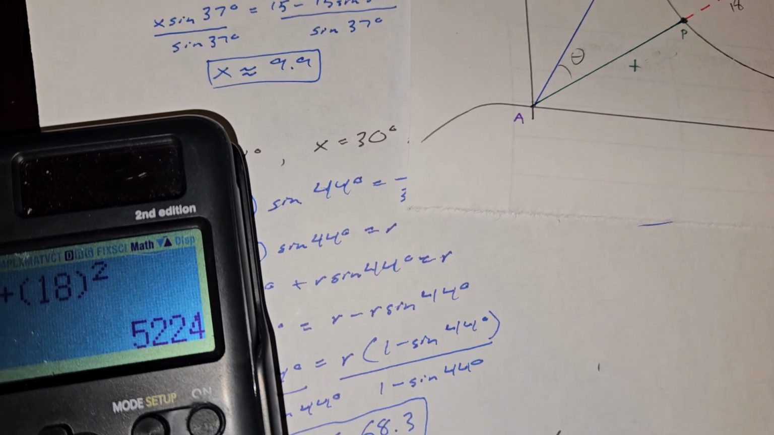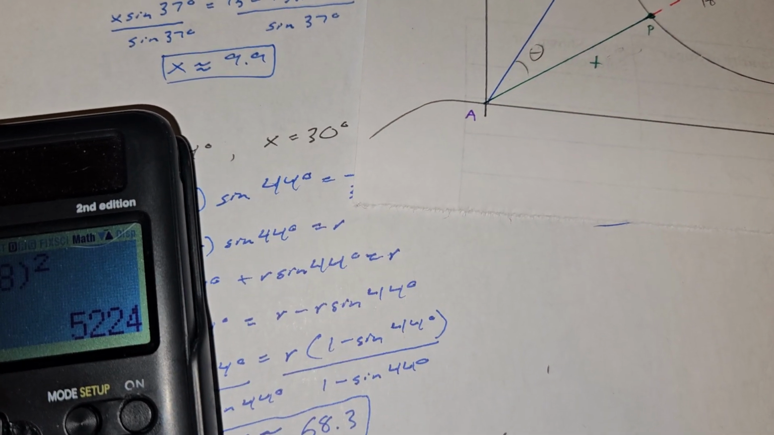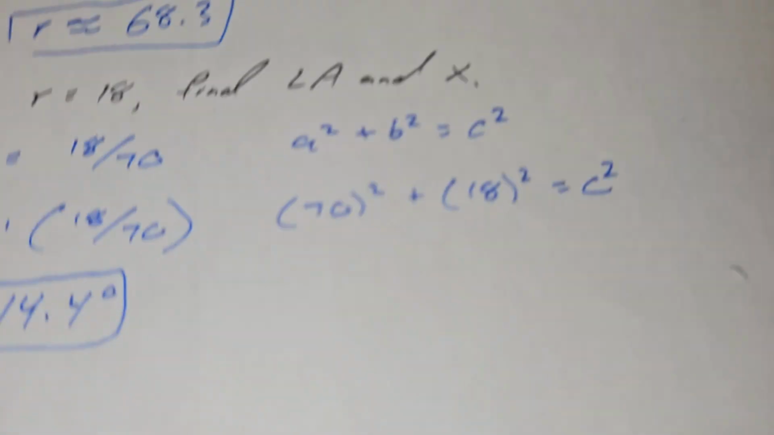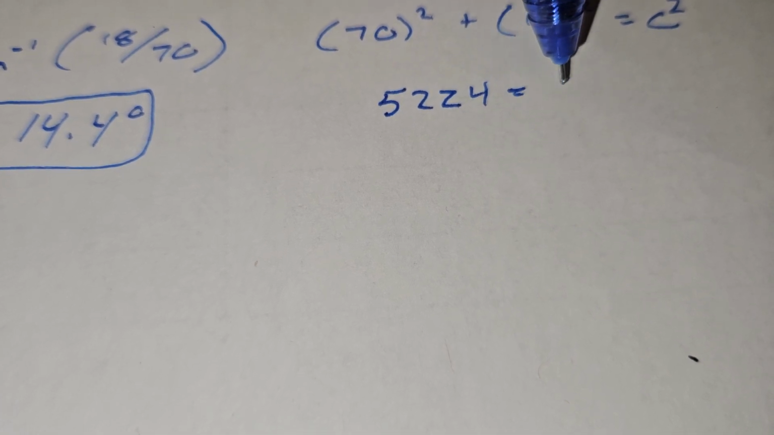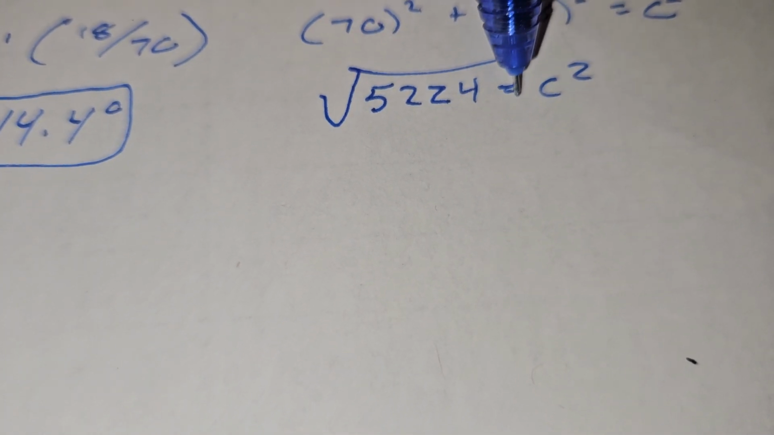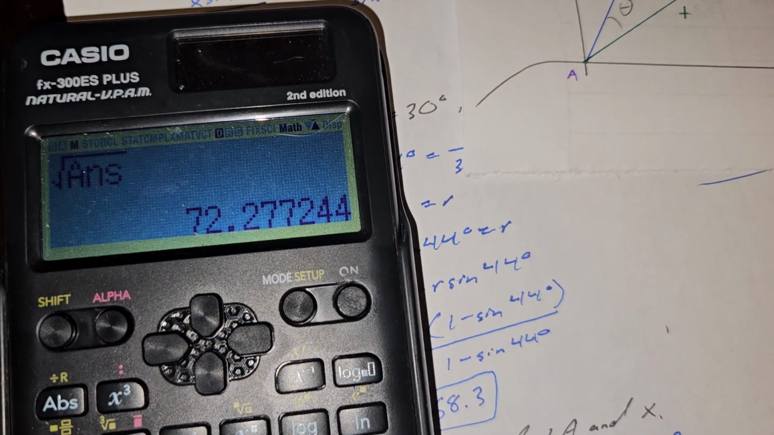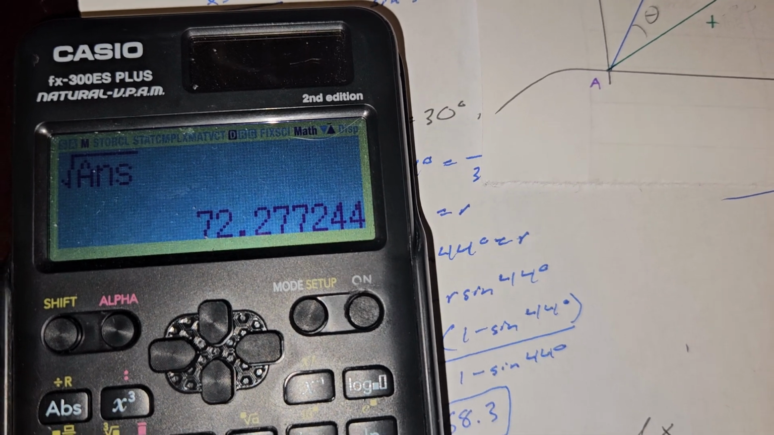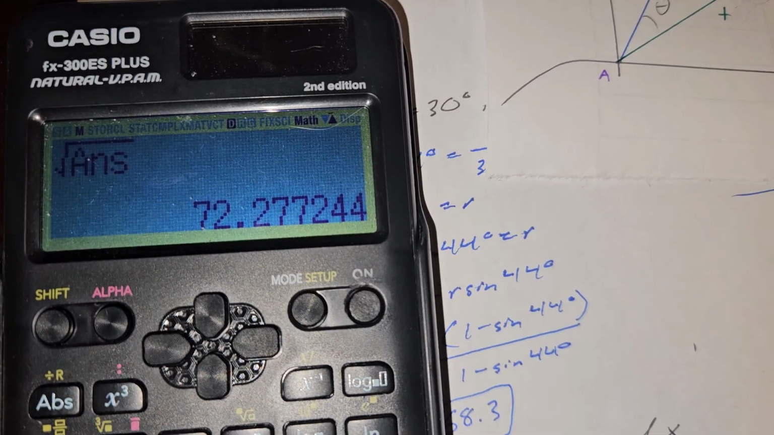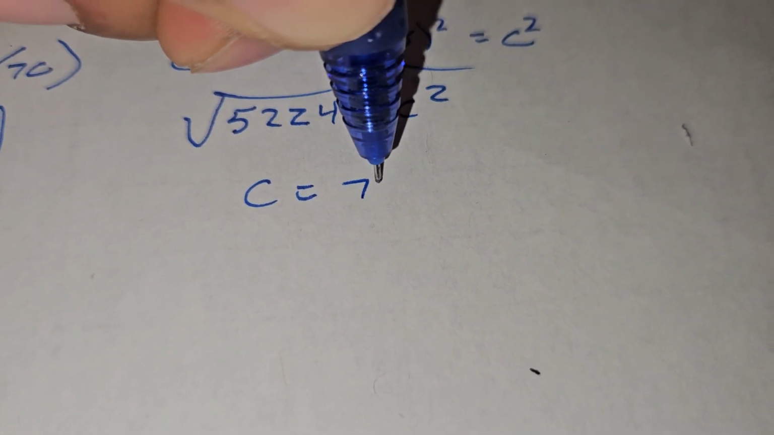What is that going to give us? It's going to give us 5,224. So 5,224 is equal to c squared. Let's take the square root of that. c is equal to the square root of your answer. That is going to be 72. Let's round to one decimal place, 72.3. So c is roughly equal to 72.3.